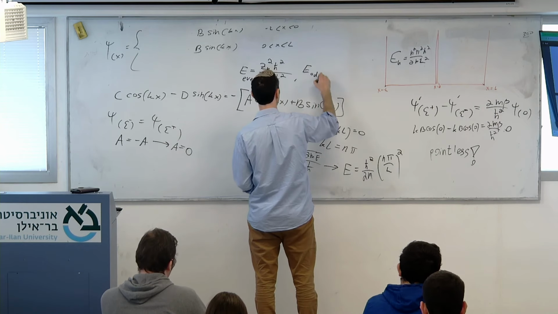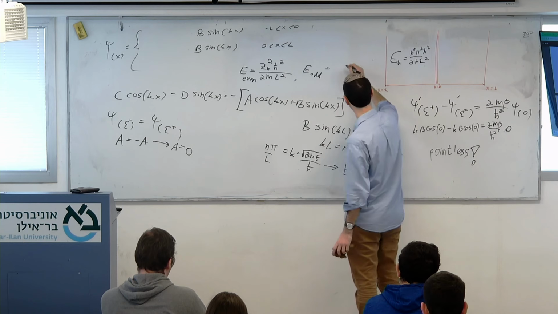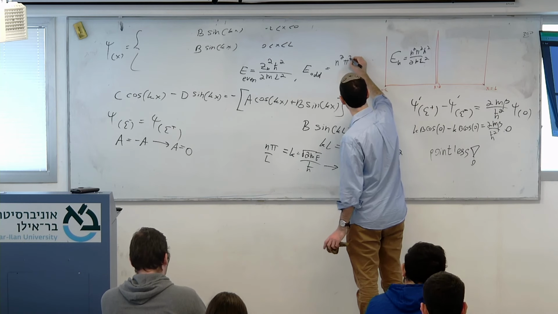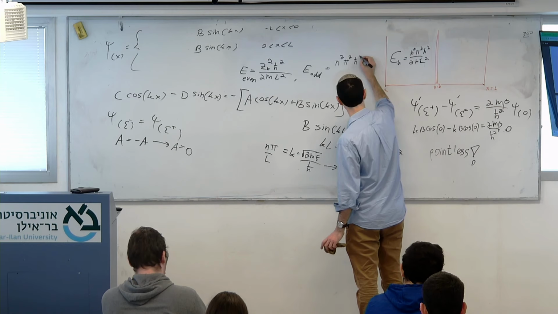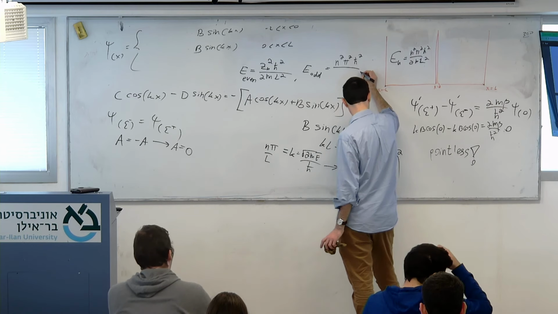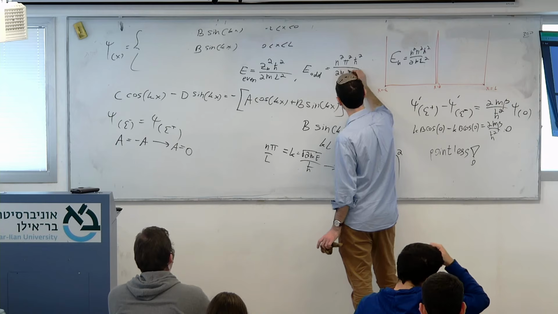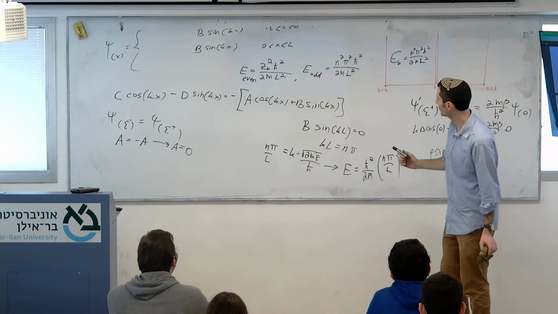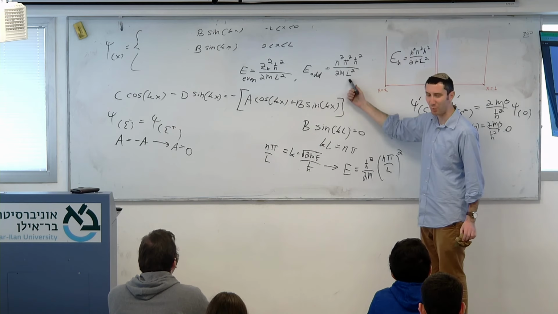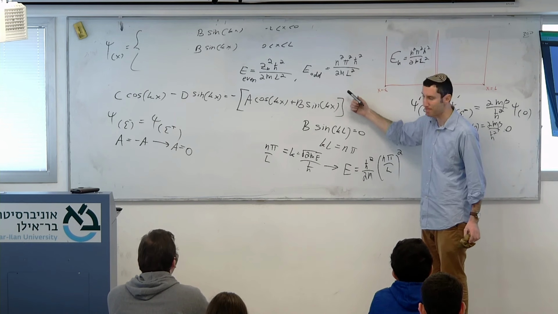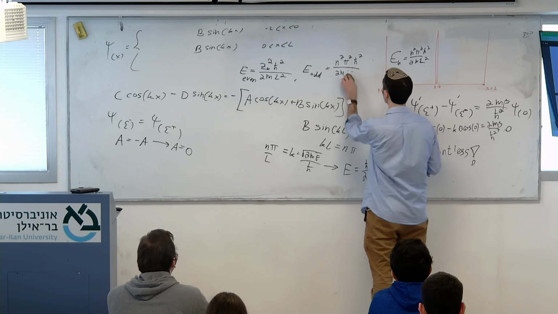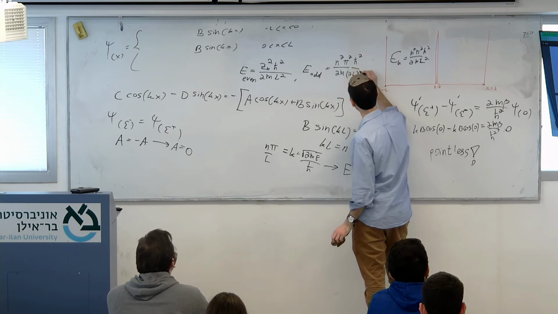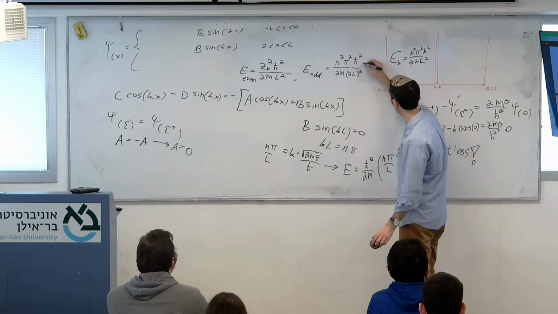E odd would be n squared pi squared h bar squared over 2m L squared. Beautiful! But wait a second. The size of the well here is not L, it's 2L. So let's write here 2L squared and multiply by 4.